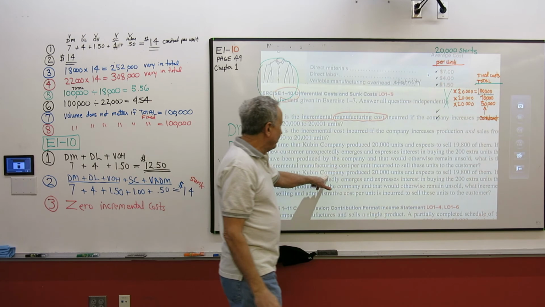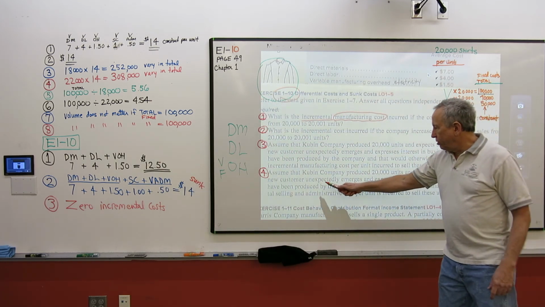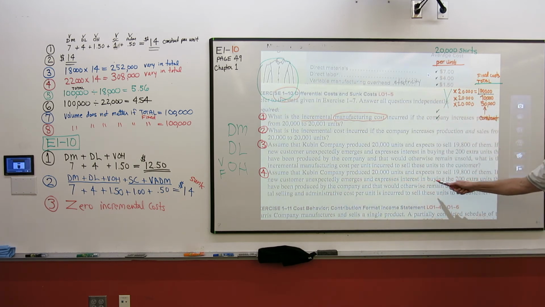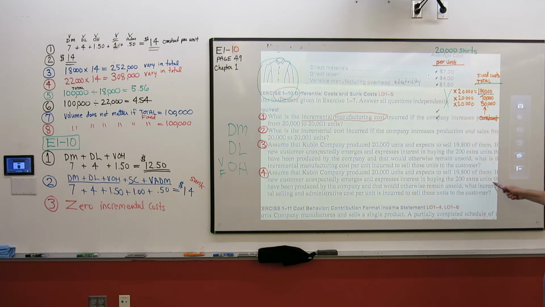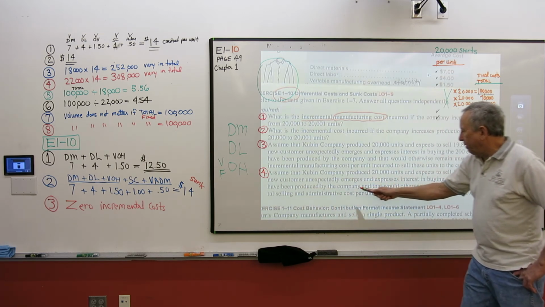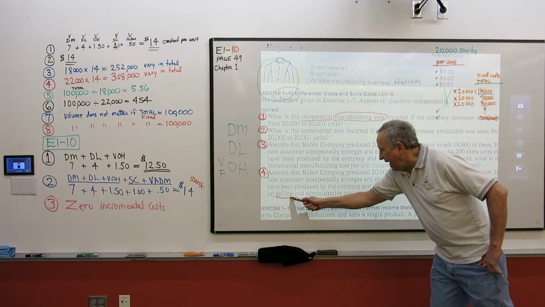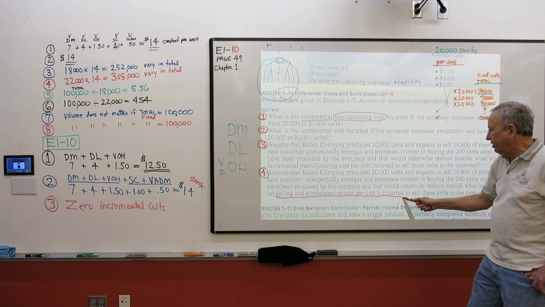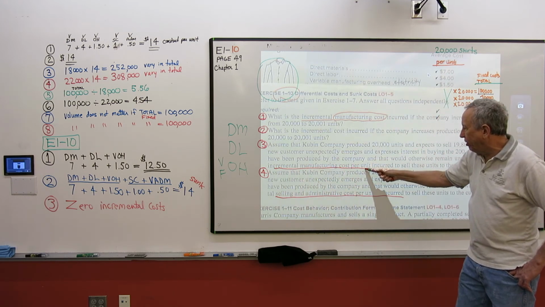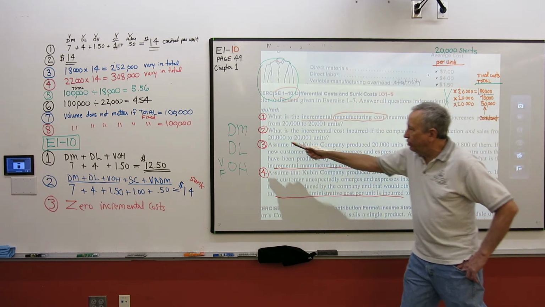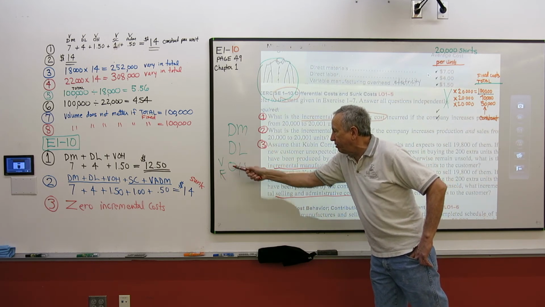Assume that Cuban Company produced 20,000 units and expects to sell 19,800 of them. If a new customer unexpectedly emerges and expresses an interest, I know it sounds the same because it is the same as the last question. If the customer expresses an interest in buying the 200 extra units that have been produced by the company and that would otherwise remain unsold, what is the incremental selling and administrative cost per unit? Now this is different. Before, they asked what is the incremental manufacturing cost per unit. Manufacturing cost is direct materials, direct labor, and variable overhead, not fixed.